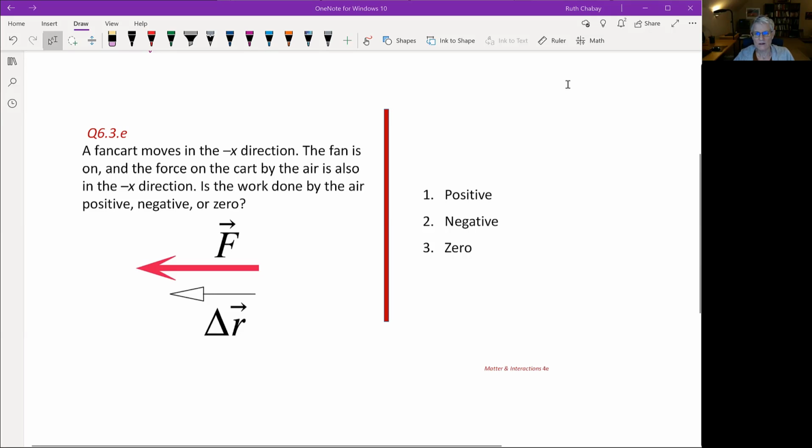So here's what you said. 77% said that the work done was positive, which is correct. And some of you, about 20%, said that the work was negative, which is not correct. So let's see how that comes about. Let's just review that before we go on.